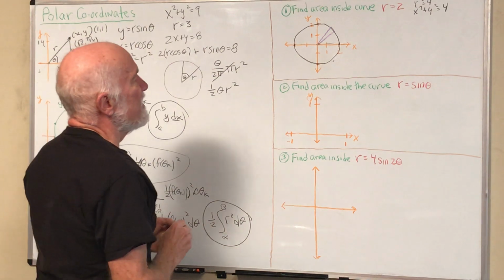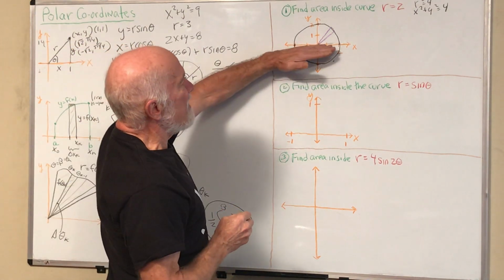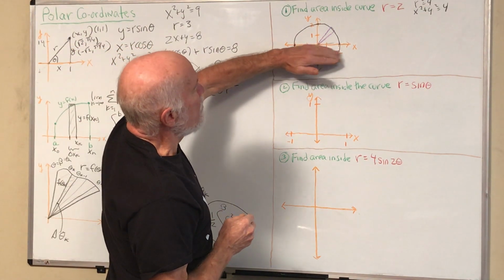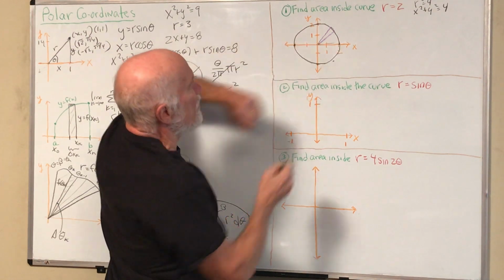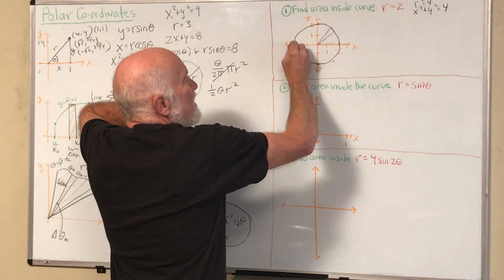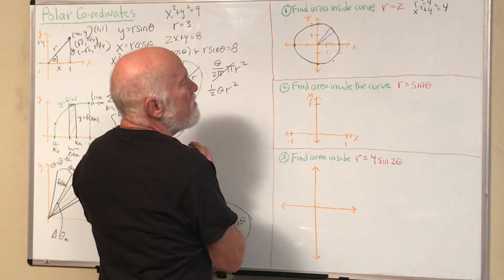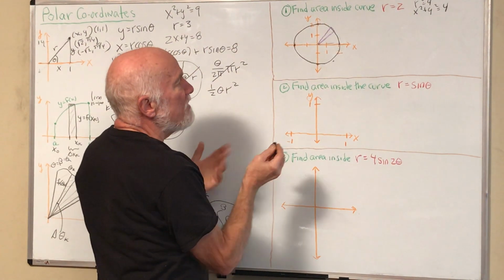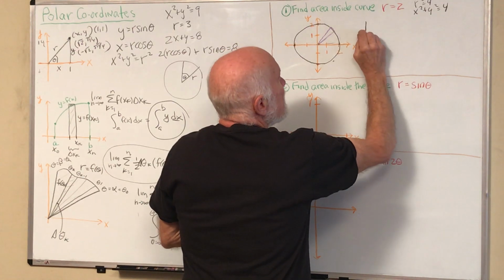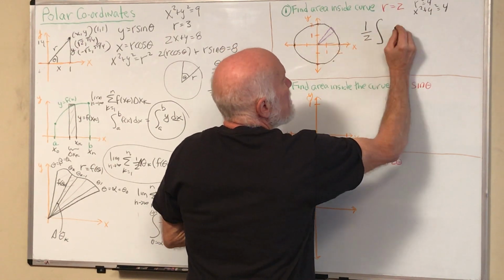So there it is. And where do those slices of pie go from? Well, you want to get this entire circle. So when you made that circle, it went all the way around from 0 to 2 pi. That's where all my angles went to. So first, you write your formula.